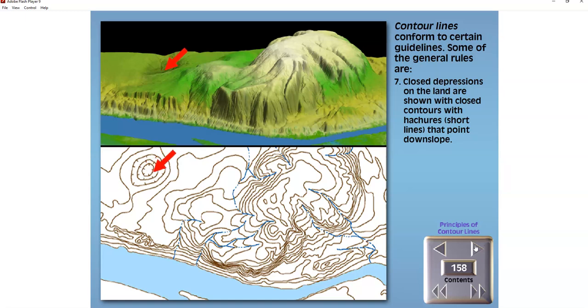7. Closed depressions on the land are shown with closed contours with hachures that point downslope. So if you remember, way over here in the bottom right corner was a hill with these closed depression or closed contour lines. What they do to show a depression, or a crater, going downslope, is add these little tiny short lines. Notice how they point. You start at the line and you draw a little short line in each one. That's to show not uphill but downhill. So they call those depression contour lines, to show a downslope if you're going into a crater.